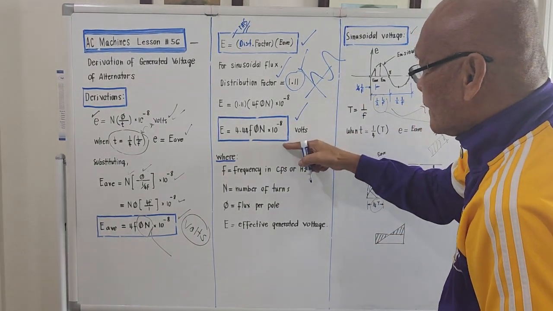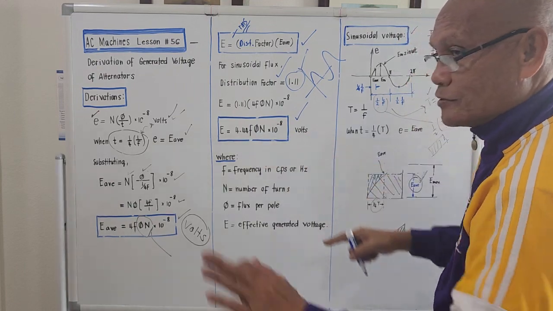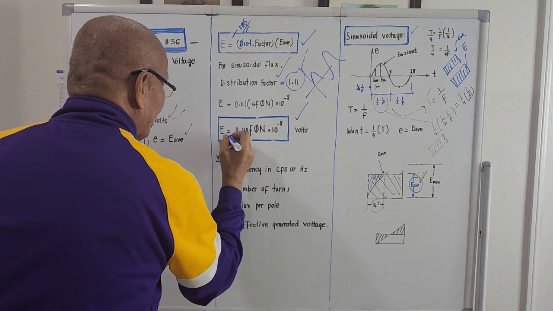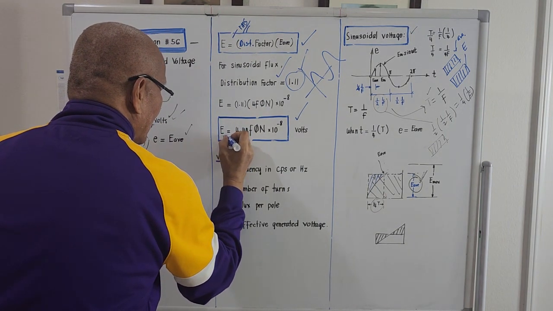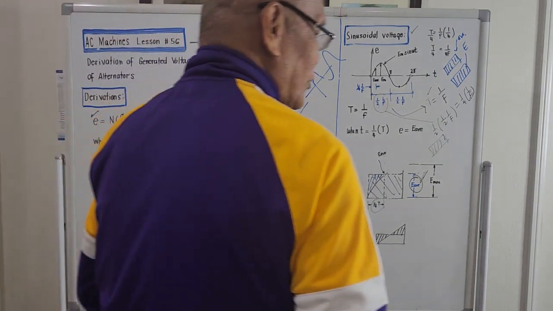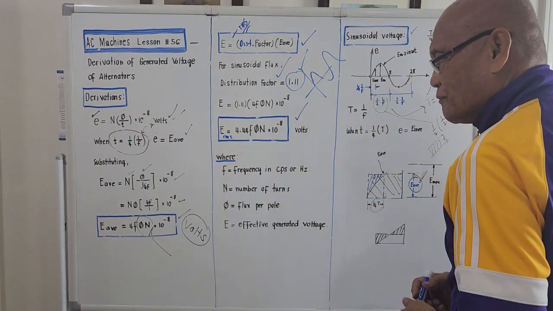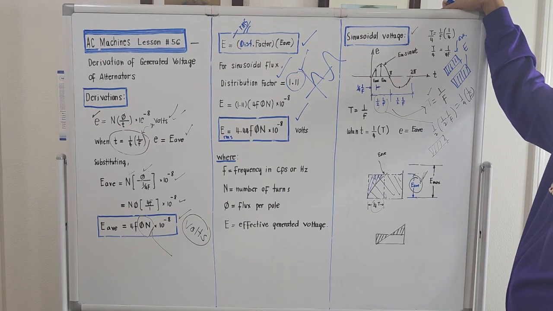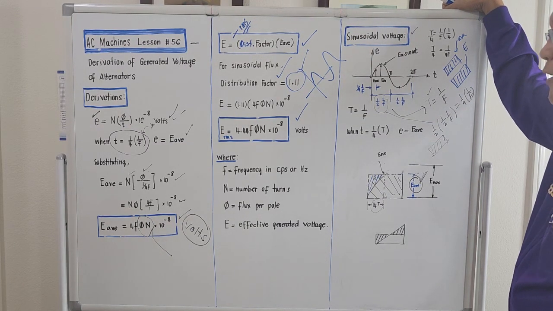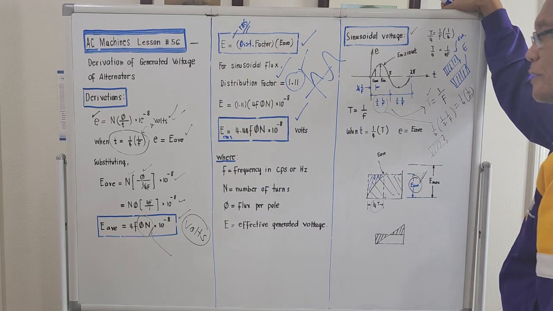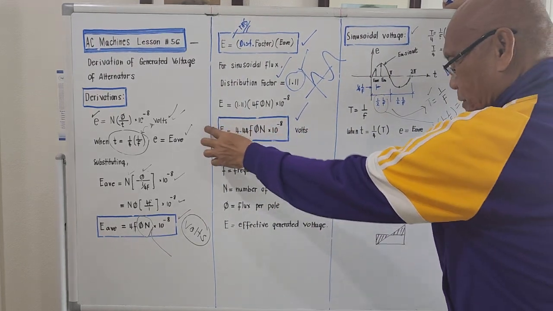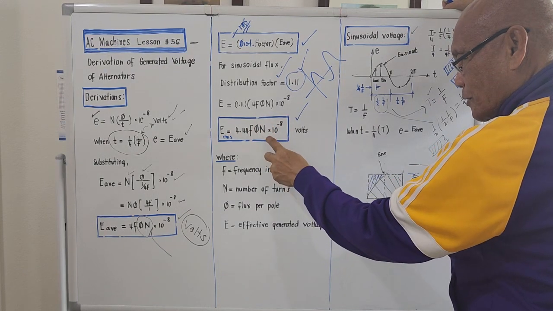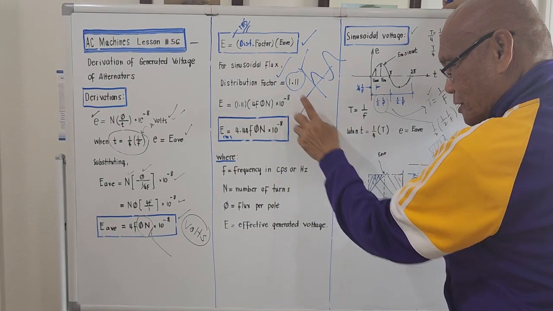Okay. This voltage here is the one we are using at home. This is actually RMS, root mean square value or just effective value. We are not using the average voltage, we are using the effective voltage. So from now on, under the study of alternator, the effective generated voltage will be 4.44 times frequency times flux times the total number of turns times 10 to the minus 8 volts.